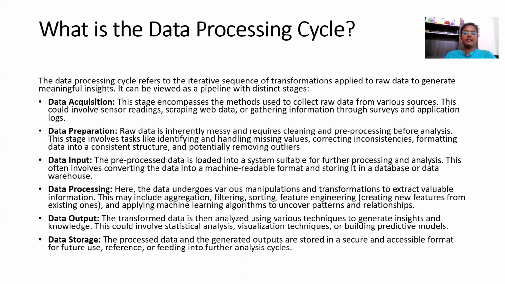The next thing is data process. The data process will have many manipulations and transformations. It includes aggregation, filtering, sorting, and feature engineering. Those types we will see in the next lectures. Data output is the transformed data which is analyzed using various techniques to generate insights and knowledge from the data.